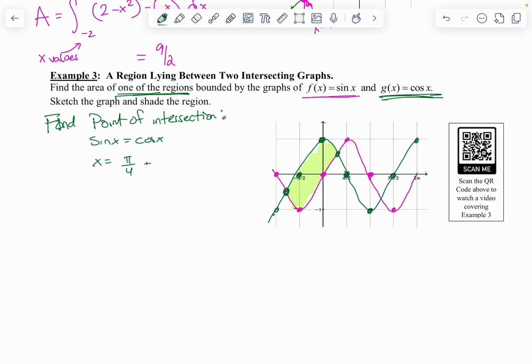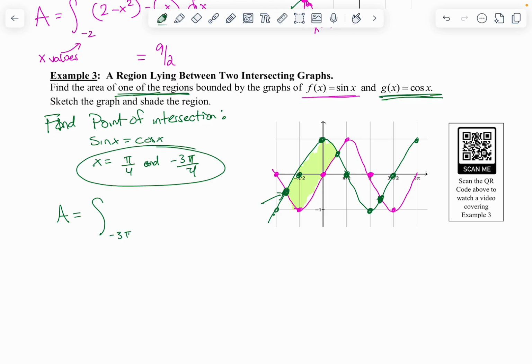So we could have actually picked this area, but I know that this point right here is just going to be negative 3 pi over 4. It's the same thing as this point, which is 3 pi over 4. So it's up to you which points you use. It doesn't really matter. But once you find the points of intersection, the area is super easy.